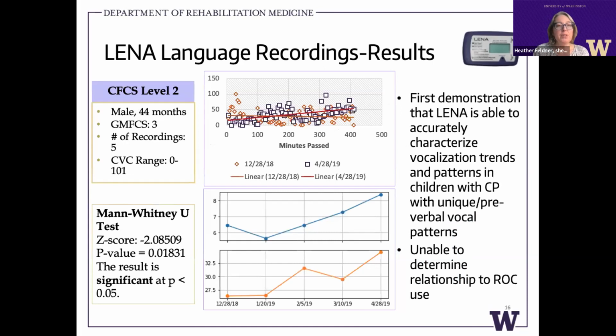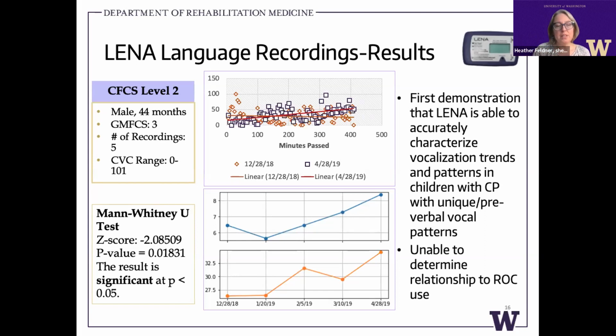So what we found, we had children across communication levels in the study. And what we found was that the LENA really could accurately characterize vocalization trends and patterns in children with CP that may have unique or pre-verbal vocalization patterns. We were unable to determine the relationship to ride-on car use. However, this is something that we're looking at examining more closely in the future.